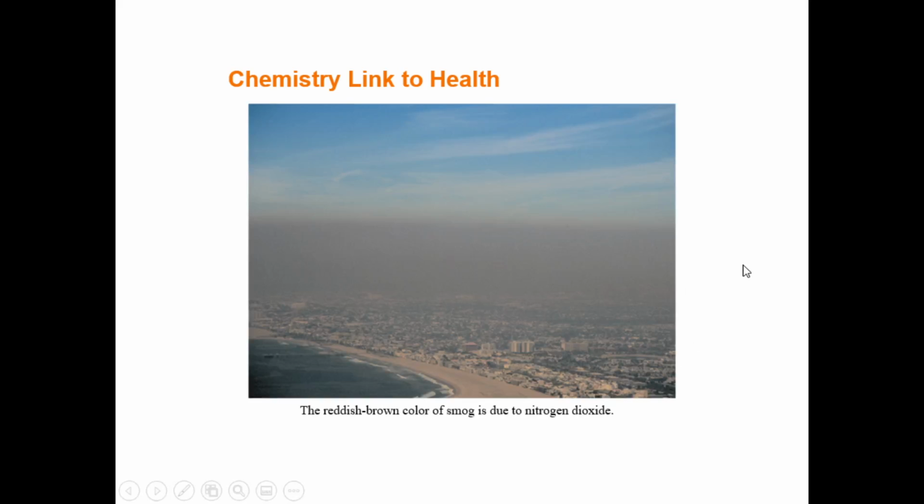So this is what the city looks like when it has a lot of smog. And so that's a synthesis reaction that happens naturally in an atmosphere due to the high temperatures produced in a combustion engine, and then forming the nitrogen monoxide, which then reacts and forms the nitrogen dioxide.